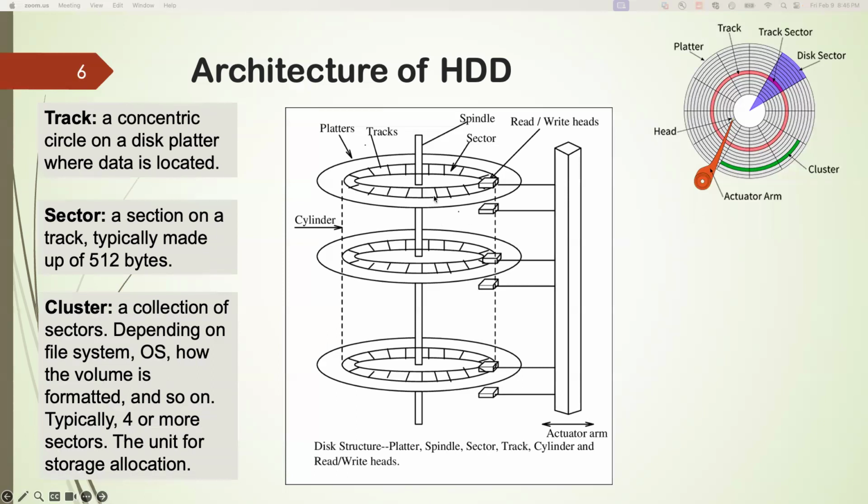So this cylinder, you can say it is the sixth track from the center or seventh track or nth track from the center. All of these tracks that are at the same distance from the center, combined among all the platters, you combine them together and you will get a cylinder. These are the different terminologies that we will be using when we discuss the file system as well. So you need to know about all of them.